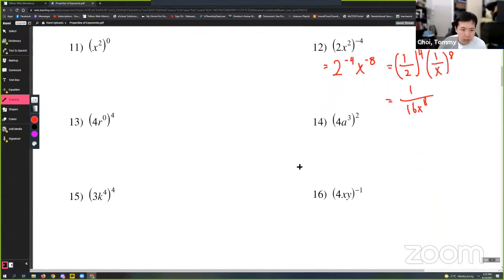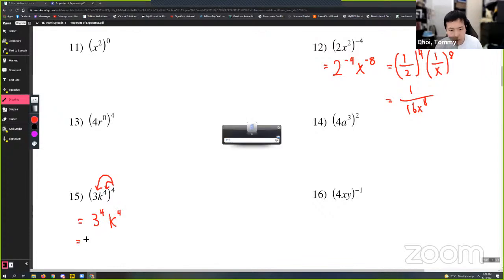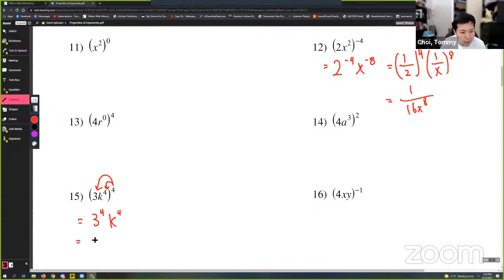Question 15 was the next one. So we have 3k to the 4, to the power of 4. So once again, that applies to everything inside the bracket. We're going to get 3 to the power of 4 and then k to the power of 4. 3 to the power of 4 is going to give us 81. Oh, sorry, not k to the power of 4. k to the power of 16. Whoopsies. 4 times 4 is 16. And then 3 to the power of 4 is 81. And then k to the power of 16 would be the final answer.